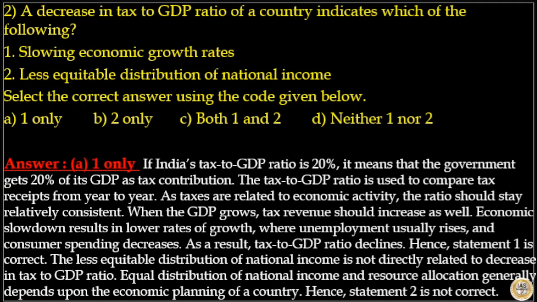The less equitable distribution of national income is not directly related to decrease in tax to GDP ratio. Equal distribution of national income and resource allocation generally depends upon the economic planning of a country. Hence, statement 2 is not correct. So, your answer to this question is option A.